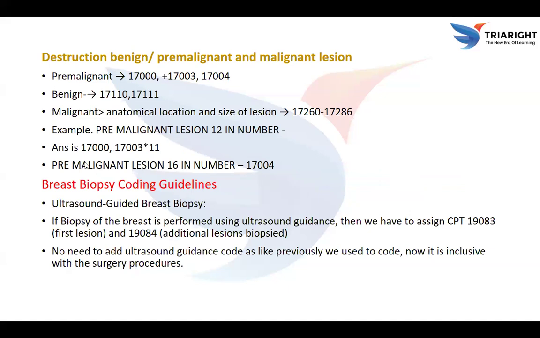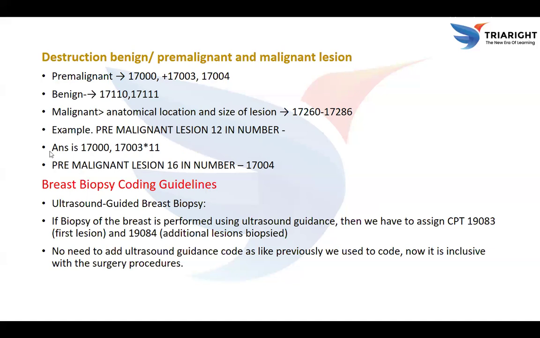Next is destruction of premalignant, malignant and benign lesions. These codes for destroying lesions depend upon whether the lesion is premalignant, benign or malignant, and the number or size of the lesions removed. Destruction methods include freezing, nothing but the cryosurgery method, burning or electrosurgery, and chemical treatments.